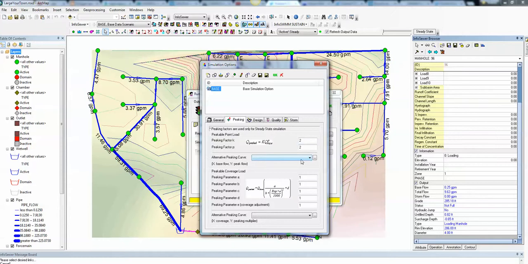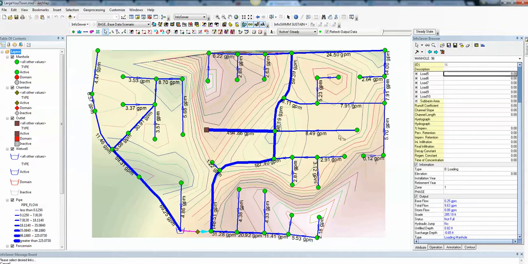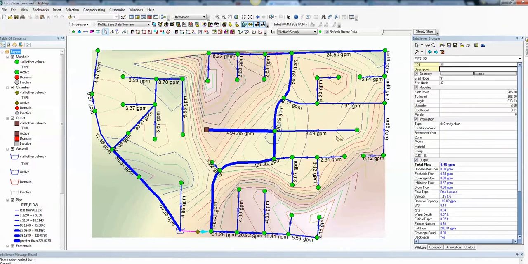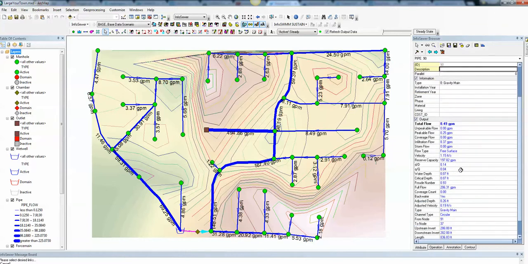You can also have an alternative peaking factor, or you can do peaking as a function of coverage, which is population. And also in each link, if you look at the output, and the output is shown in the attribute browser, we have a total flow, which is our peakable flow. No unpeakable flow. Coverage flow, we also have infiltration.